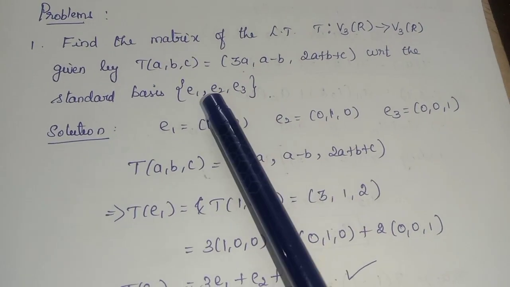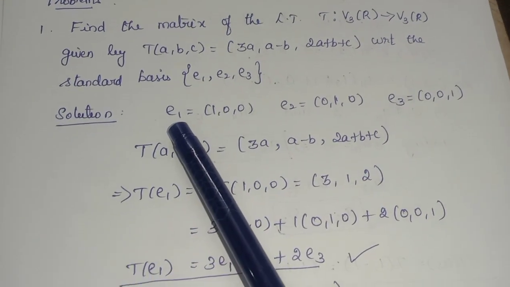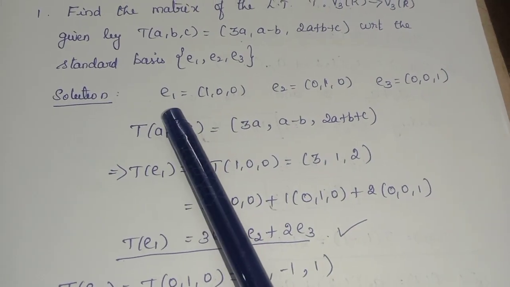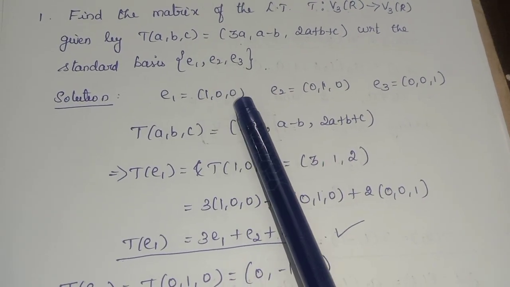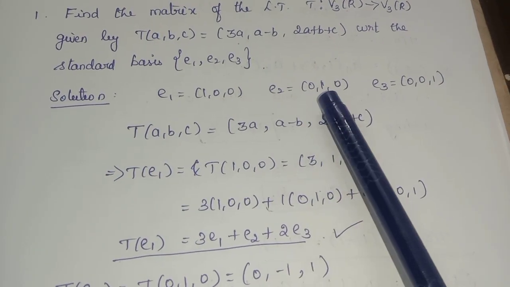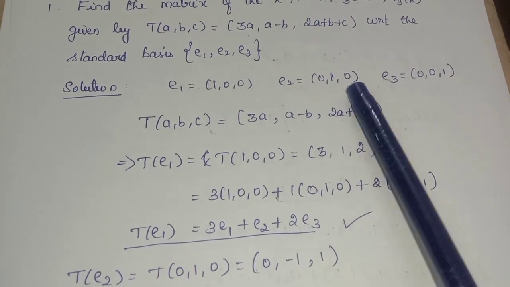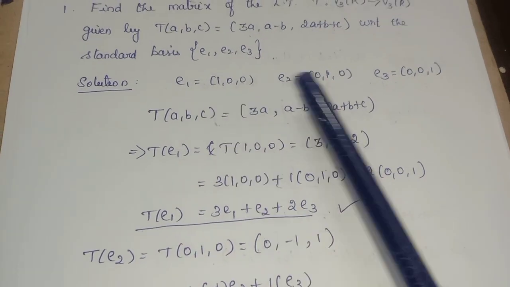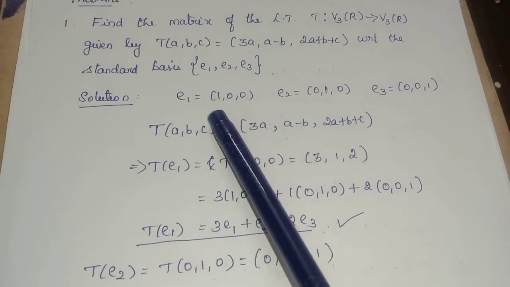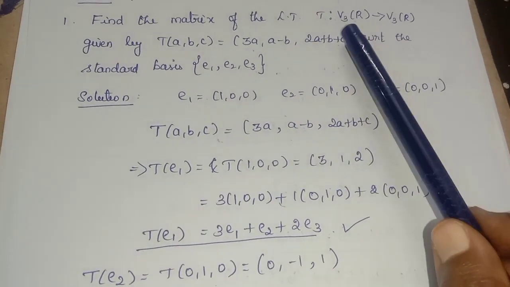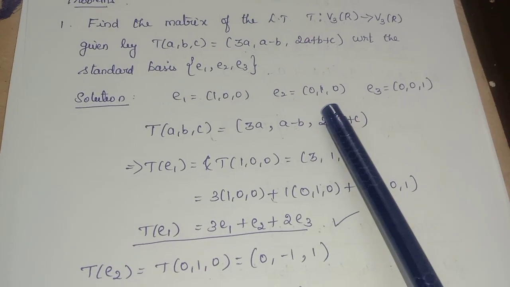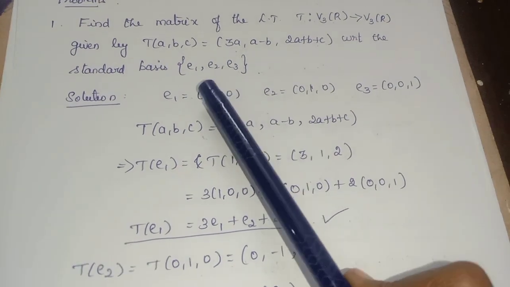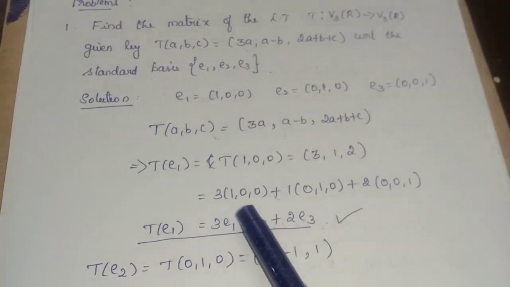Okay, so first, let us write the values of E1, E2, E3. This E1, E2, E3 is called the standard basis. E1 means 1 in the first position, remaining positions are 0. E2 means 1 in the second position and the remaining places are 0. And E3 means 1 in the third position and the remaining places are 0. So this will serve as the basis for both domain and range. Okay, so this problem will be very simple because both the domain and the range are the same, and with respect to the same basis only we are going to find the matrix.